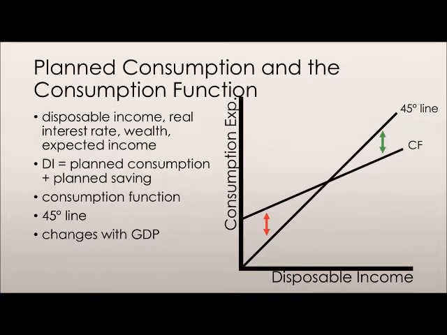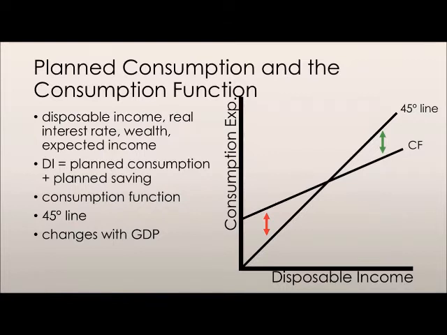Influences on consumption include changes in disposable income, real interest rate, wealth, and expected income. If any of those increase or decrease, we can see a change in consumption. Disposable income is equal to aggregate income, or real GDP, minus taxes and plus transfer payments. So that's the amount of income that consumers actually have to themselves to spend on whatever they want.